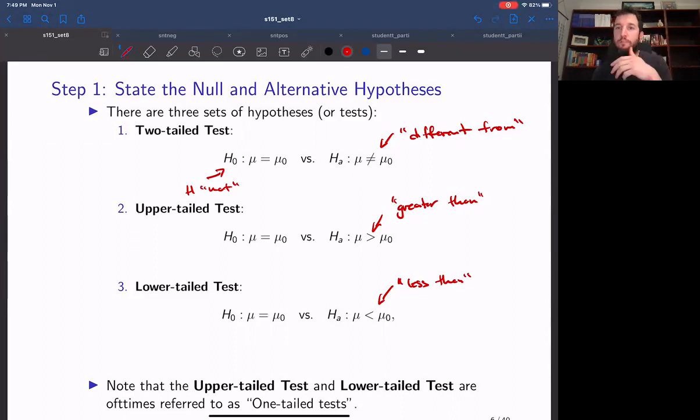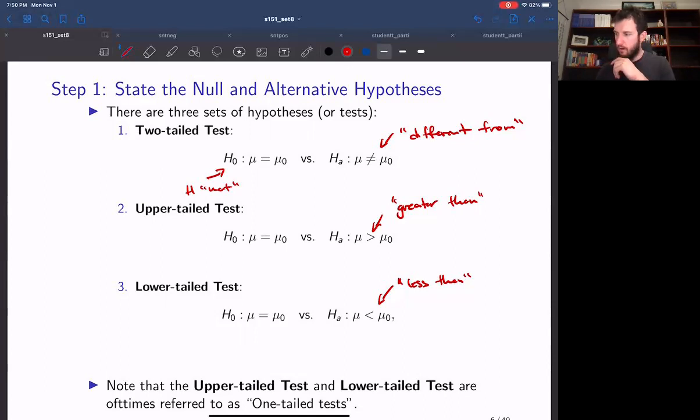So if mu is different from some number, that's a 2-tailed test, which means that we have the does not equal sign. If mu is greater than some number, that means that we have an upper tail test. So that is the greater than sign. And if mu is smaller than some number, that's a lower tail test. And that means mu is less than some number.